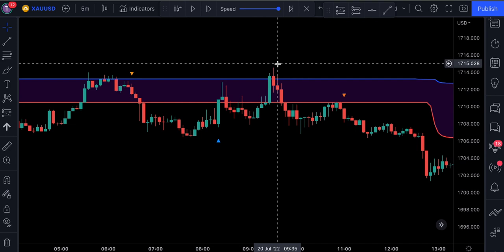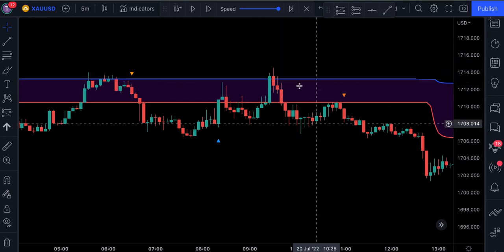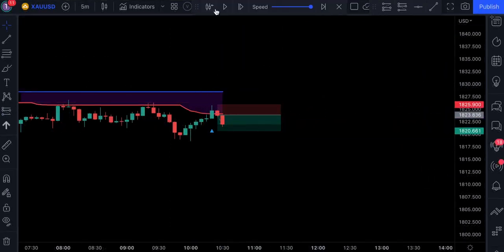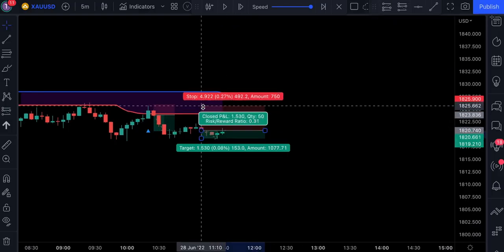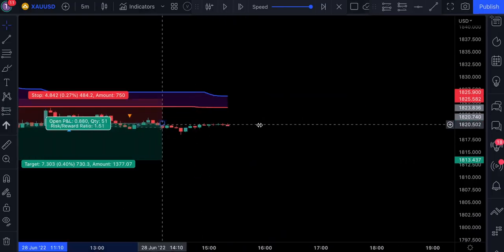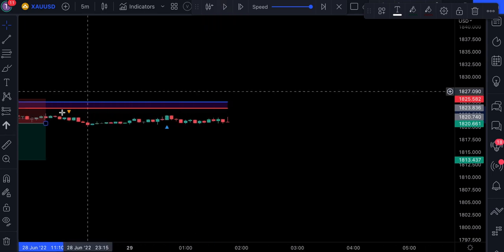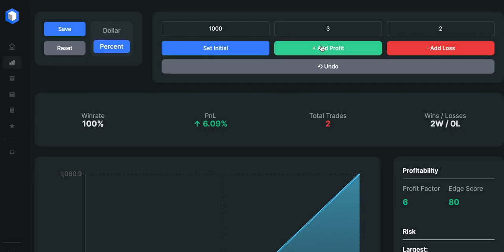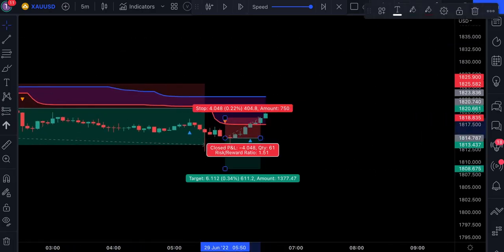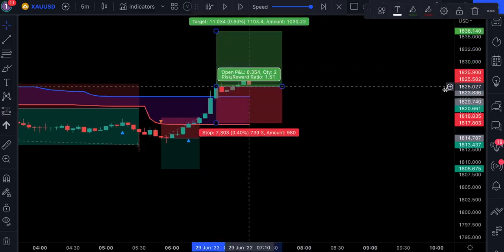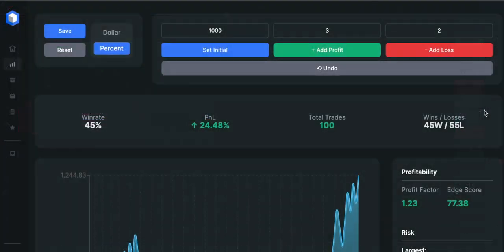Okay, now let's do our backtesting to see how effective these indicators are. Alright, the backtesting is finished, and as we can see, the win rate for the strategy is only 45%, and we increased our account size by 24.48%, which is definitely below average, especially for scalping.